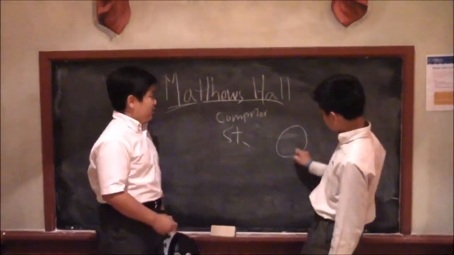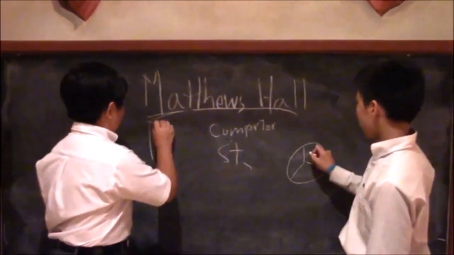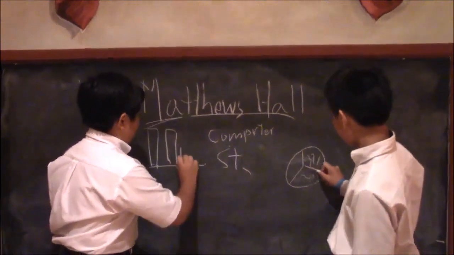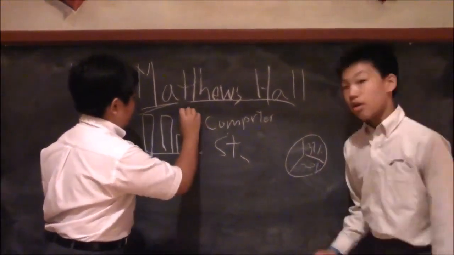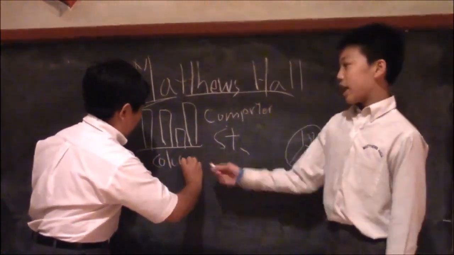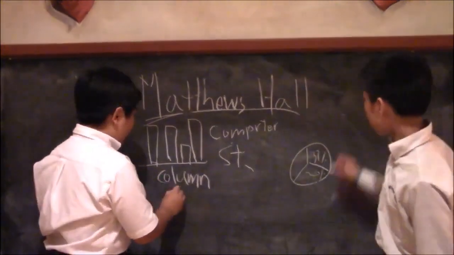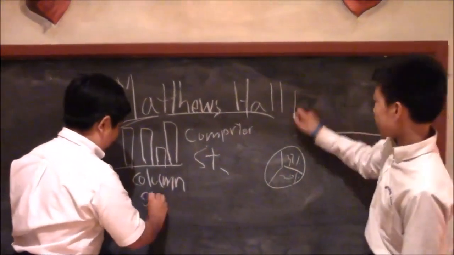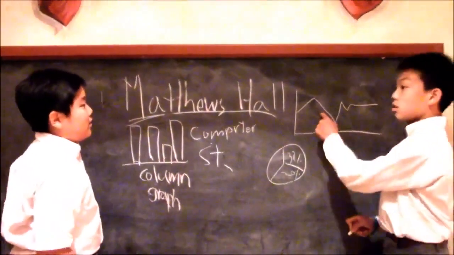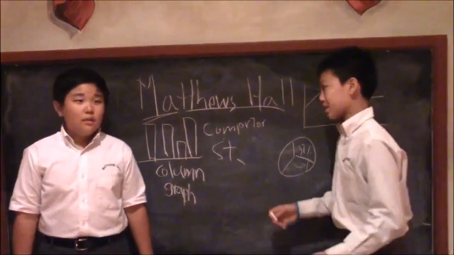A pie graph is like a circle divided like this. So this is, say, 37%, or this is 20%, like that. And that's a pie graph. Then here is the column. We call that a bar graph, and also column graph. This is a line graph. And we learned about all of those in the computer class.